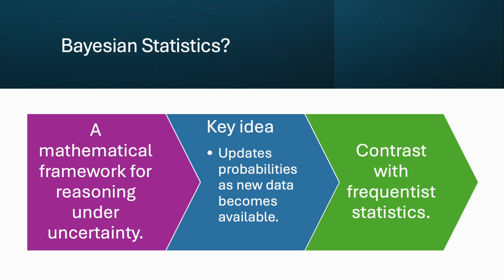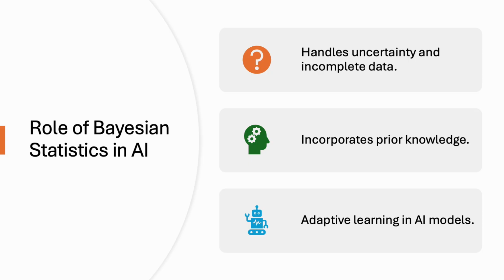As AI continues to integrate into society, the principles of Bayesian statistics will remain pivotal in developing intelligent systems that are not only powerful but also accountable and aligned with human values. Role of Bayesian statistics in artificial intelligence.